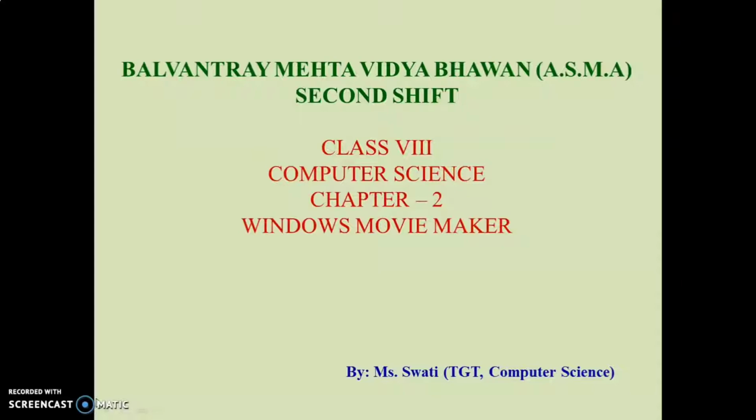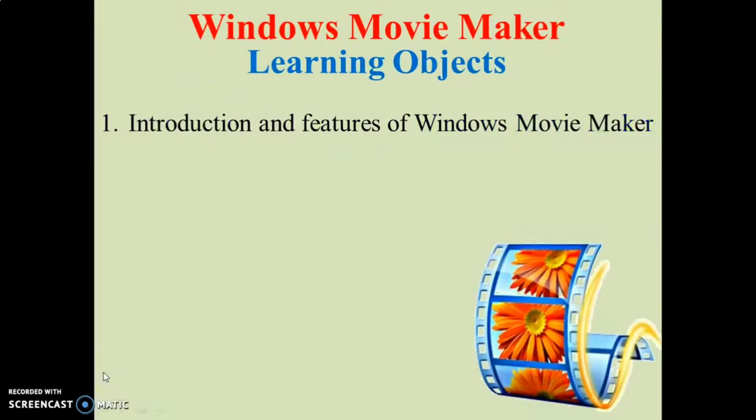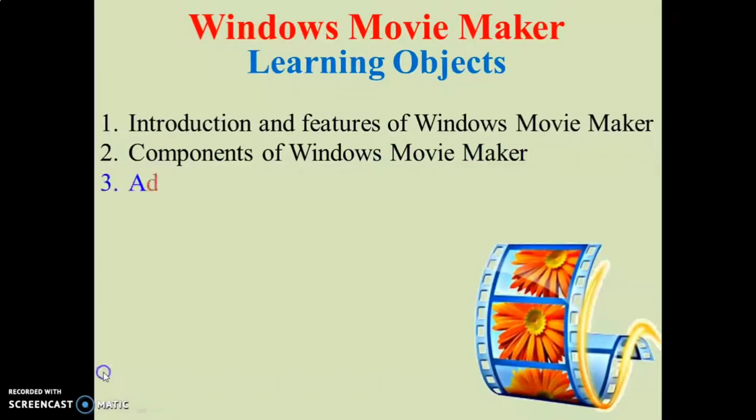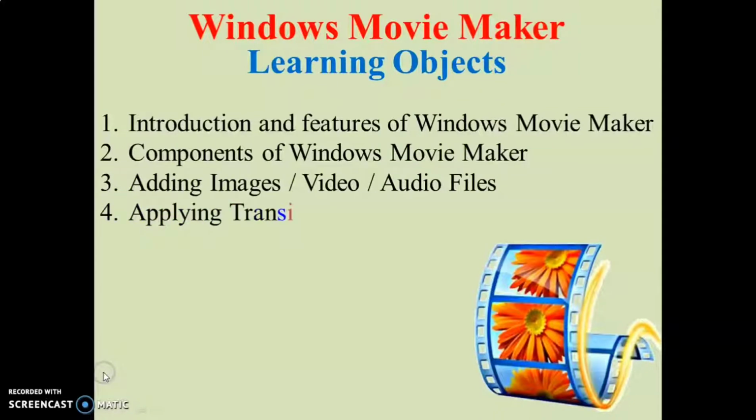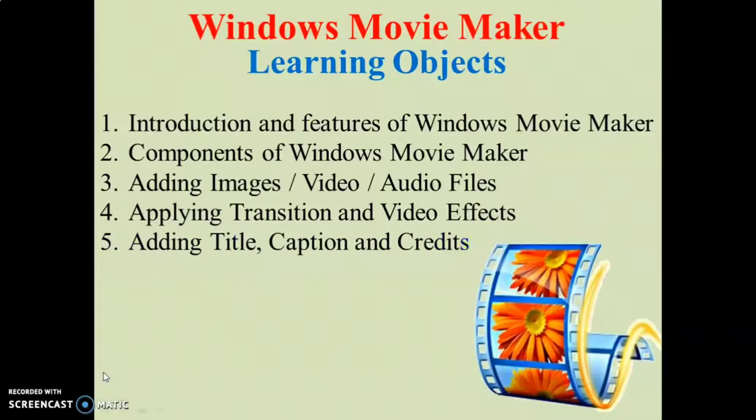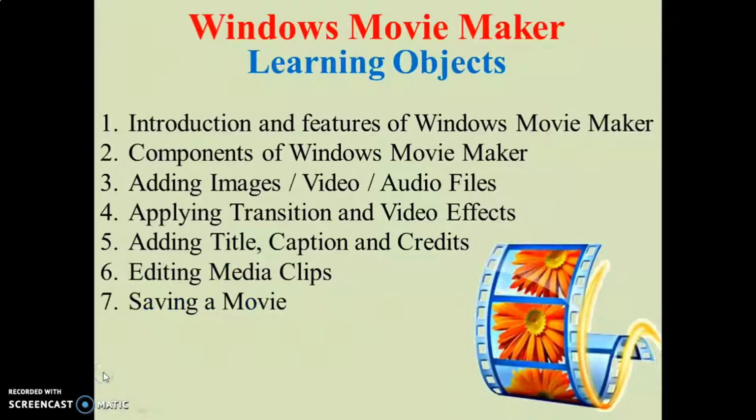Today I bring a video for class 8th of chapter 2 Windows Movie Maker. By this video you will learn about Windows Movie Maker, its features, introduction of Windows Movie Maker, components of Windows Movie Maker, how can we add images, video, audio files, how can we apply transition and video effects, adding title, caption and credits, editing media clips, saving a movie and exporting a movie.